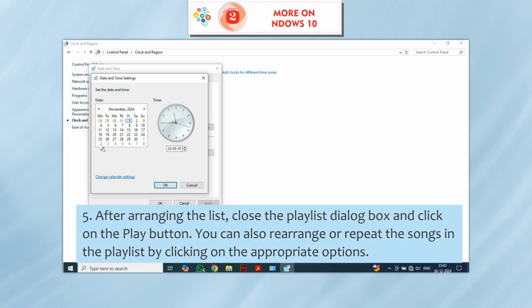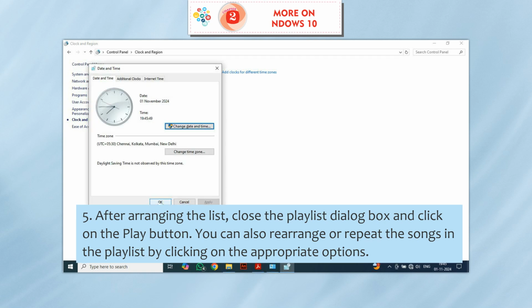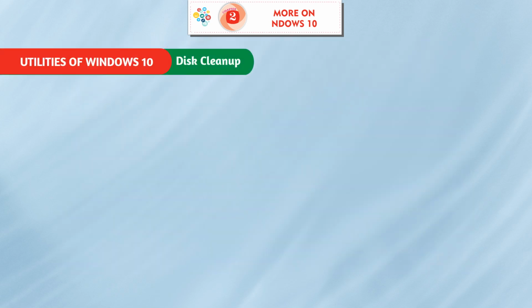5. After arranging the list, close the playlist dialog box and click on the play button. You can also rearrange or repeat the songs in the playlist by clicking on the appropriate options.